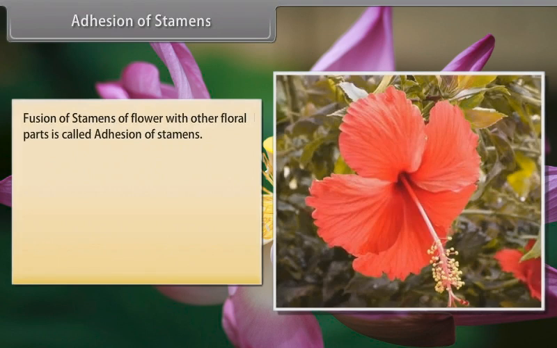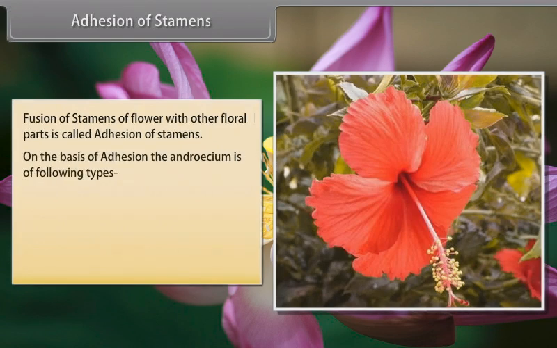Adhesion of stamens. Fusion of stamens of flower with other floral parts is called adhesion of stamens. On the basis of adhesion, the Androecium is of following types: epipetalous, episepalous, epiphyllous, gynandrous.